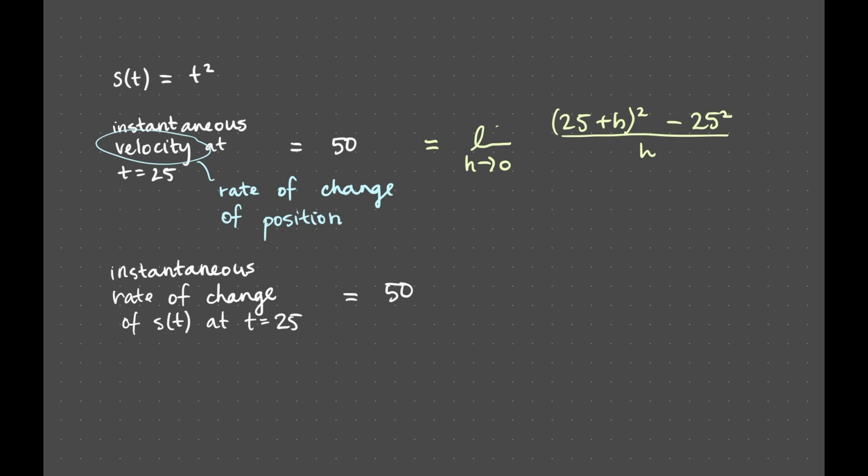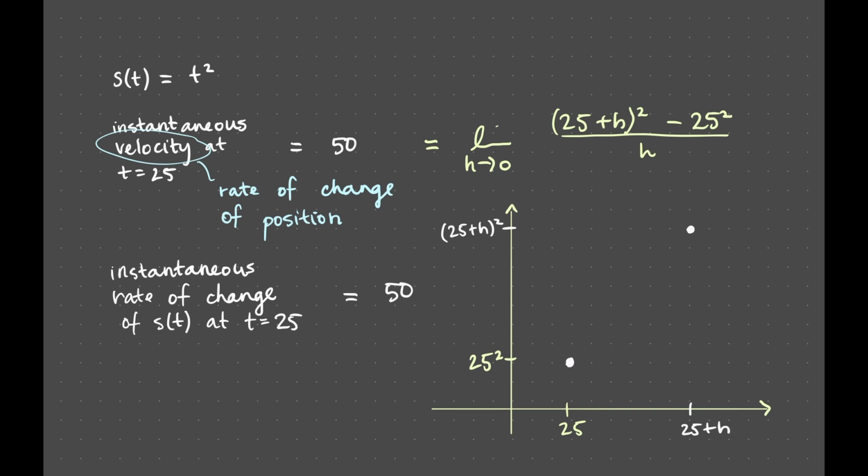Specifically, we let the change in time be h, and then we consider the velocity over the interval from 25 to 25 plus h, which was computed to be the quotient of (25 plus h) squared minus 25 squared all over h. Taking the limit as h goes to 0, we found that this limit is 50. One way to interpret this number 50 is geometrically. Specifically, on the graph of the position function, the time 25 plus h determines the value (25 plus h) squared. This means that the point (25 plus h, (25 plus h) squared) is on the graph of s.